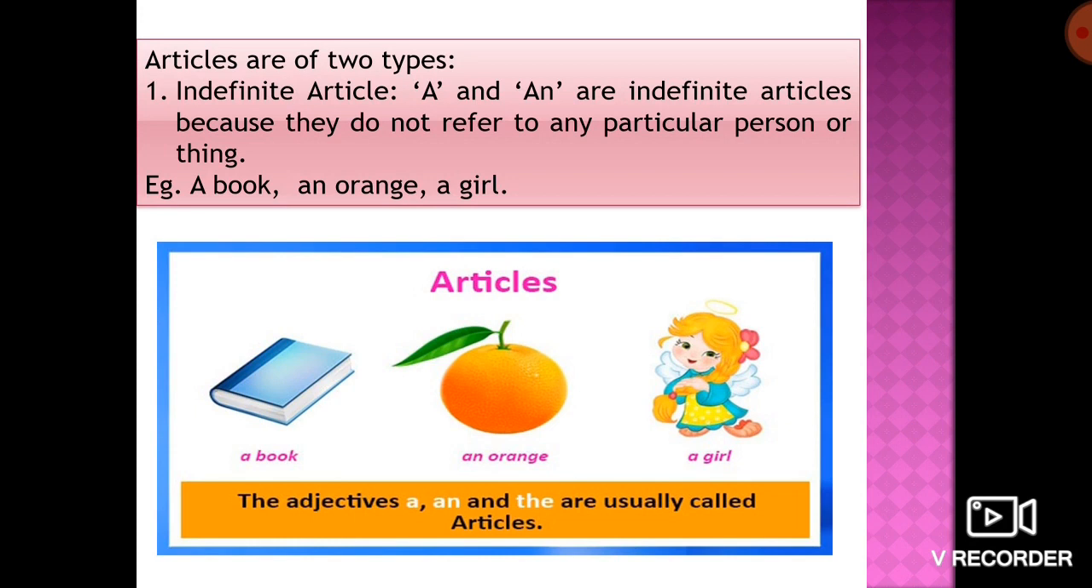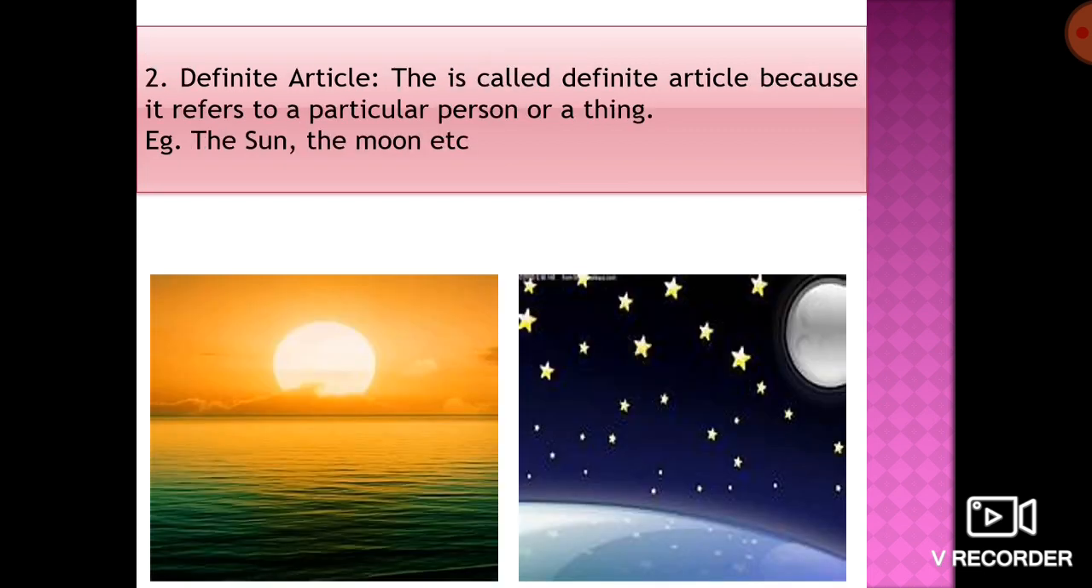There are 3 articles in English, a, an and the. And articles are of 2 types. First is indefinite article and second is definite article. First of all, I am going to tell you about indefinite article. A and an are indefinite articles because they don't refer to any particular person or thing. For example, a book, an orange, a girl. These are indefinite articles.